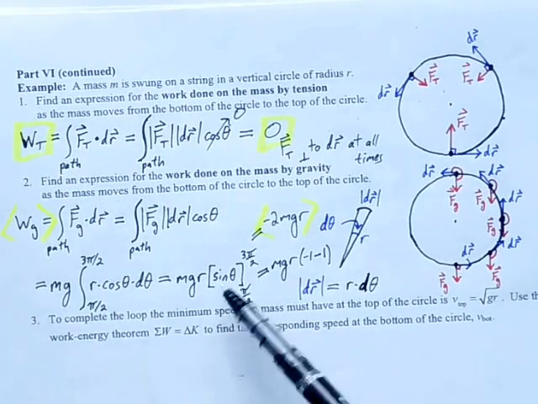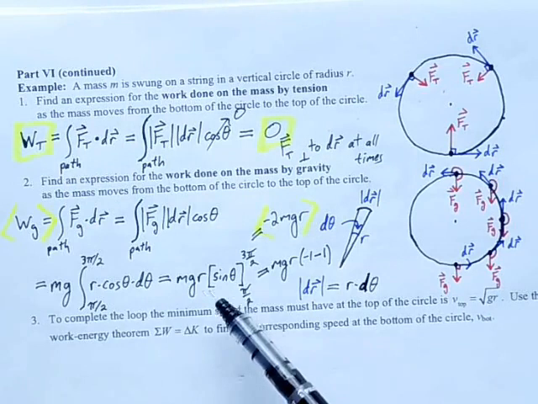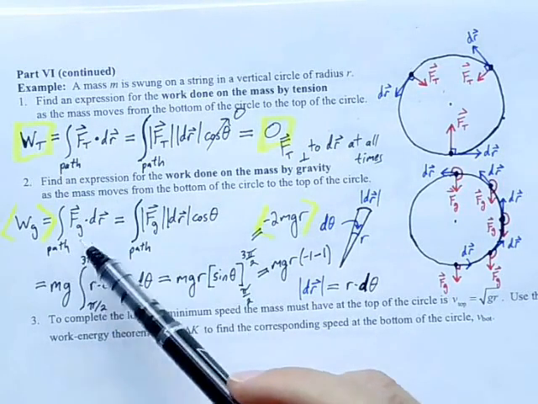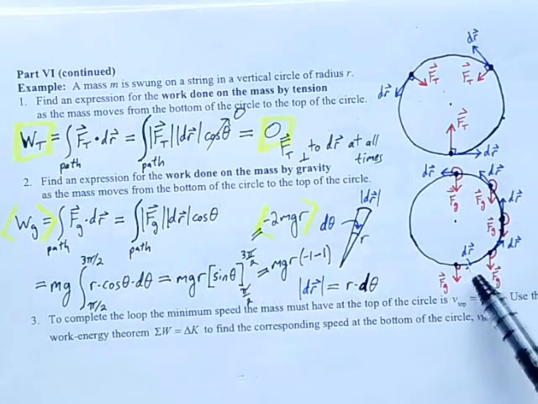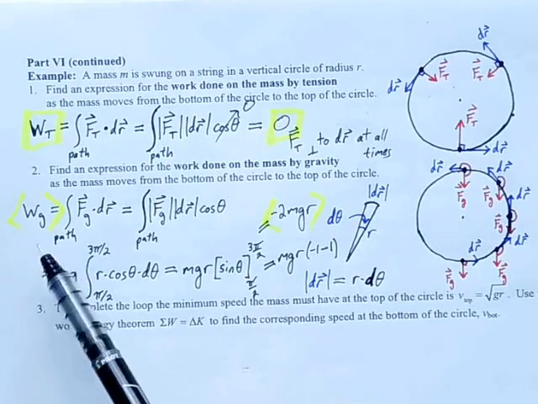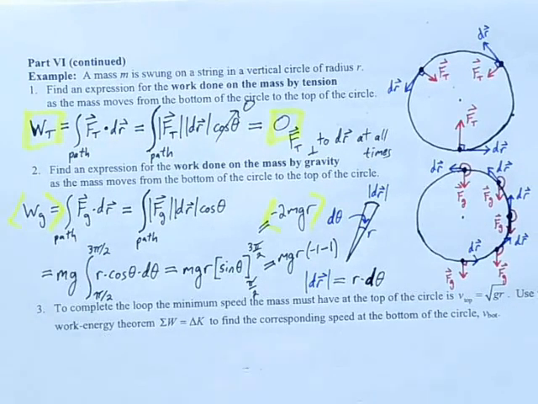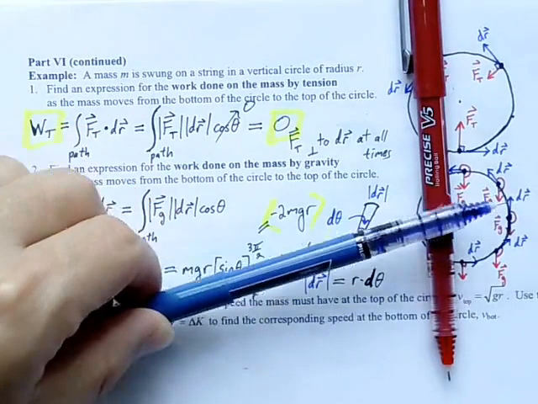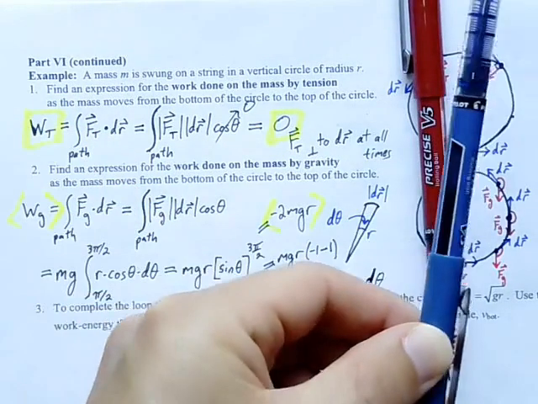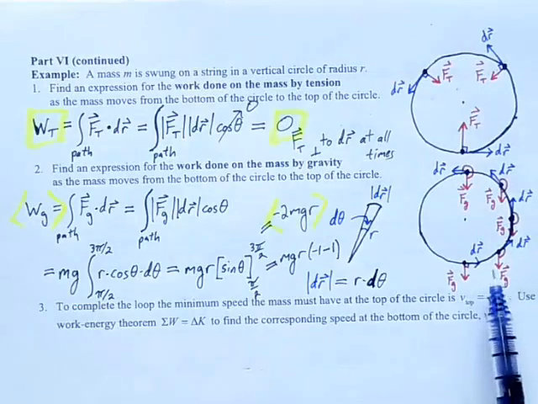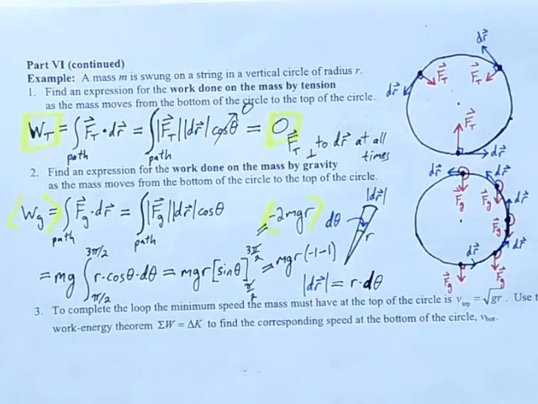But I wanted to go through it this way to give you a sense of how to transform a work integral into something involving an angle, because that will be handy for us in the future. All right, negative 2 mgr, that work is negative. That shouldn't be surprising either. Our force of gravity was down, and our displacement overall was mostly upwards, so they were opposing each other. The angle was greater than 90 degrees this whole time, so negative work done by gravity.